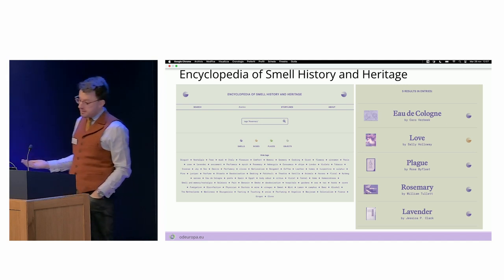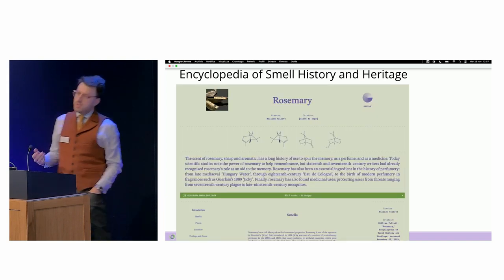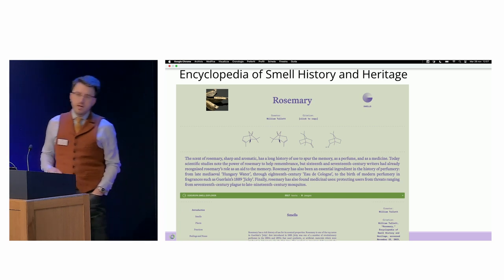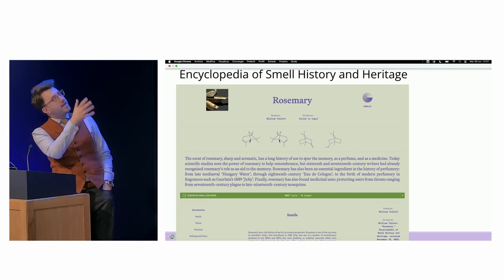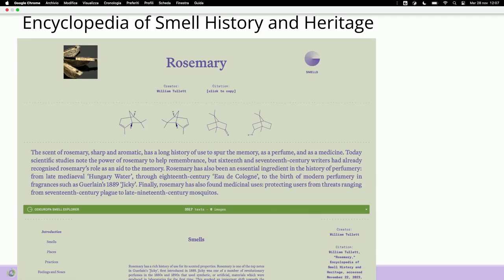If we search for the tag Rosemary, we get five different entries in the encyclopedia that refer to Rosemary that we could look at. So we might go to the obvious place, which is the entry on Rosemary itself, which you can here see at the top. And that includes sections on smells, places, practices, and feelings and noses, all connected to the smell of rosemary over time. And you can also see there on the slide the green bar. So this is a way that you can access the Smell Explorer data via the Encyclopedia website itself.